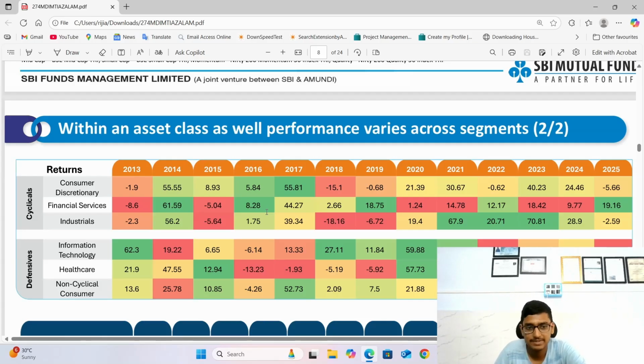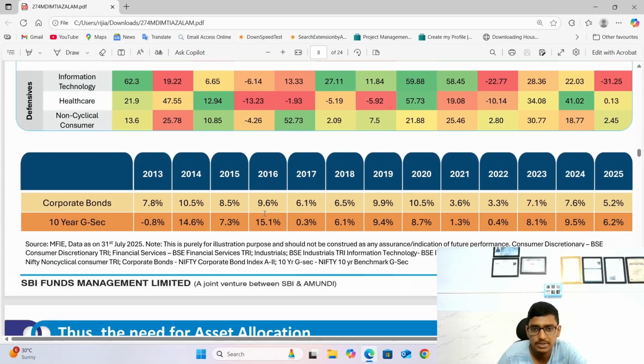So it depends. And if we talk about defensive sectors, in which the drawdown or the movement is not that much, here we see most of the time it was information technology that gave you good returns. Healthcare also gave you good returns, but non-cyclical consumer sectors gave you normal returns. It would not be said good or bad, of course.